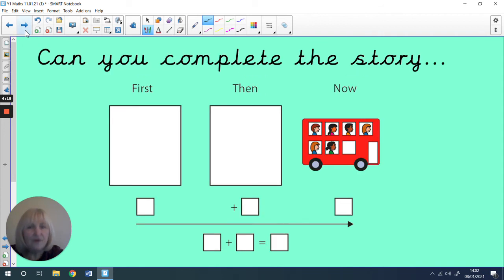See if you can complete the story. So the end of the story, so now there are 1, 2, 3, 4, 5, 6 people on the bus. So I wonder, how many do you think were there first, and then how many got on the bus at the next bus stop to make 6 altogether? Pause the video and have a go.